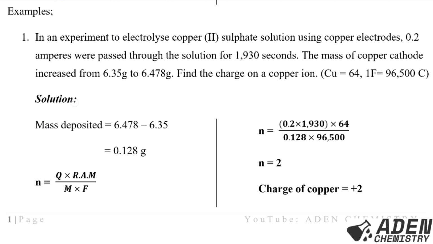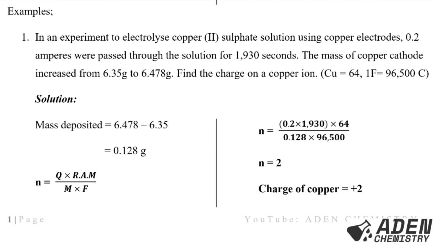We go to the solution. Let's start first of all by getting the mass deposited. Here we are going to take 6.478 gram, then we subtract 6.35 gram. Here we are going to get 0.128 gram. So that's the mass of the copper deposited on that copper cathode. So next we are going to go to the formula. Number of Faradays or the charge on a metal will be equal to Q, that's the quantity of electricity, multiplied by Rm divided by mass multiplied by F.